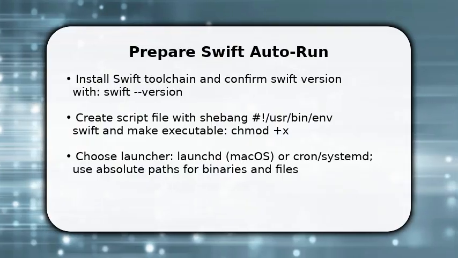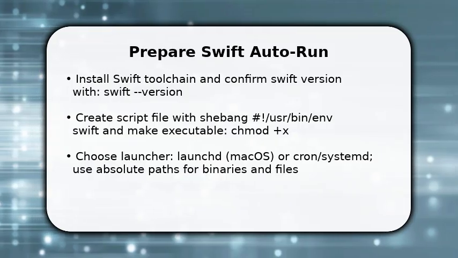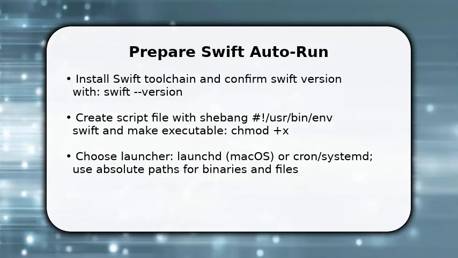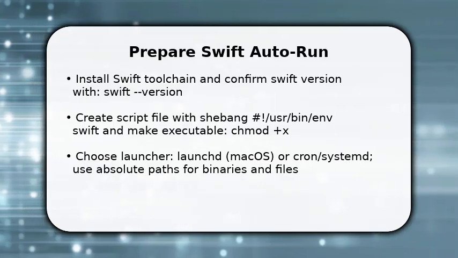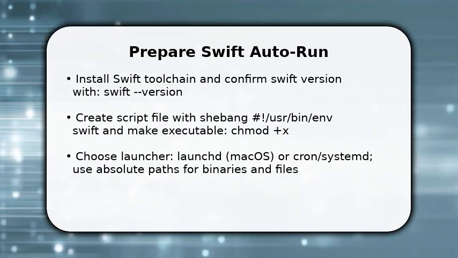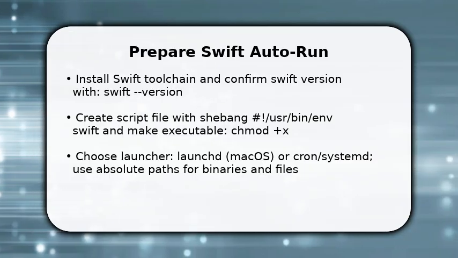You start by preparing the environment so the auto-execution is reliable. Create a Swift script with a proper shebang and make it executable. Test it by running it directly to catch syntax or permission errors. Once done, decide your scheduler.